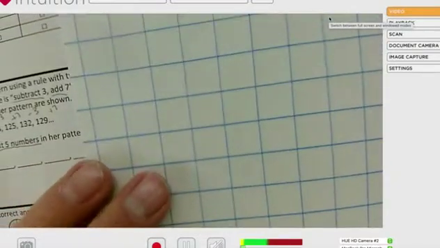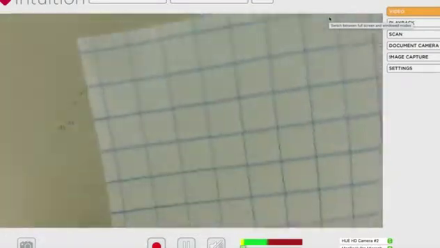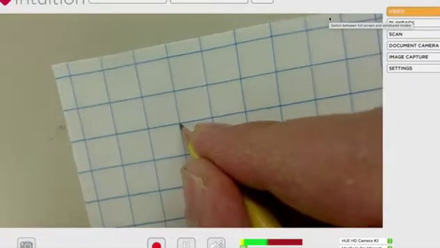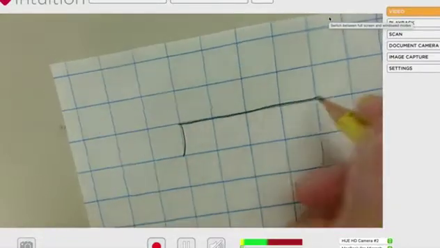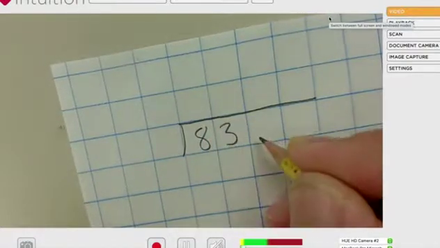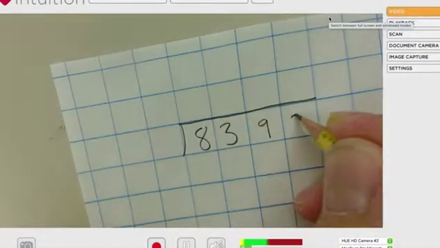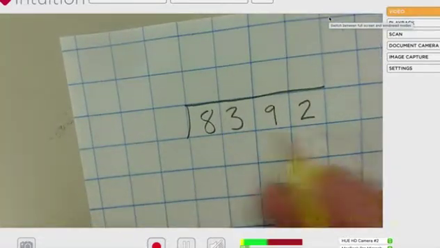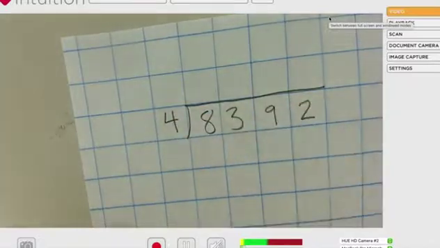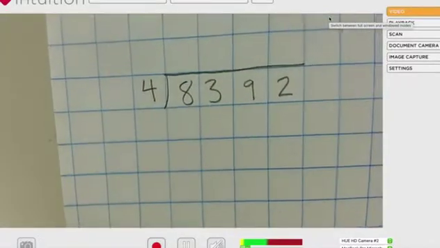It might be a better idea to get your grid paper and actually set up the bracket on this. You're going to have a 4-digit dividend, 8,392. I'm not going to put my comma because this is a dividend and it doesn't make any difference if it's there. Divided by 4. Again, I'm not going to go through this whole thing with you. This is your job to do.